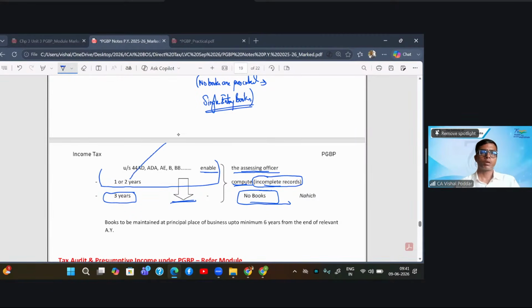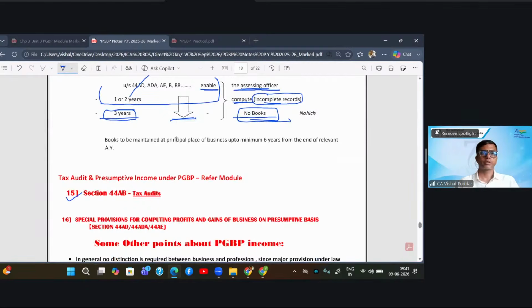So for turnover exceeding at least in 1 or 2 years, you have to maintain single entry books. But if it has not exceeded in all the 3 years, you need not maintain books. Next point about books is that books have to be maintained at the principal place of business, and they should be maintained for a minimum of 6 years from the end of the assessment year. So a total of 7 years is the minimum period for which the books have to be maintained.